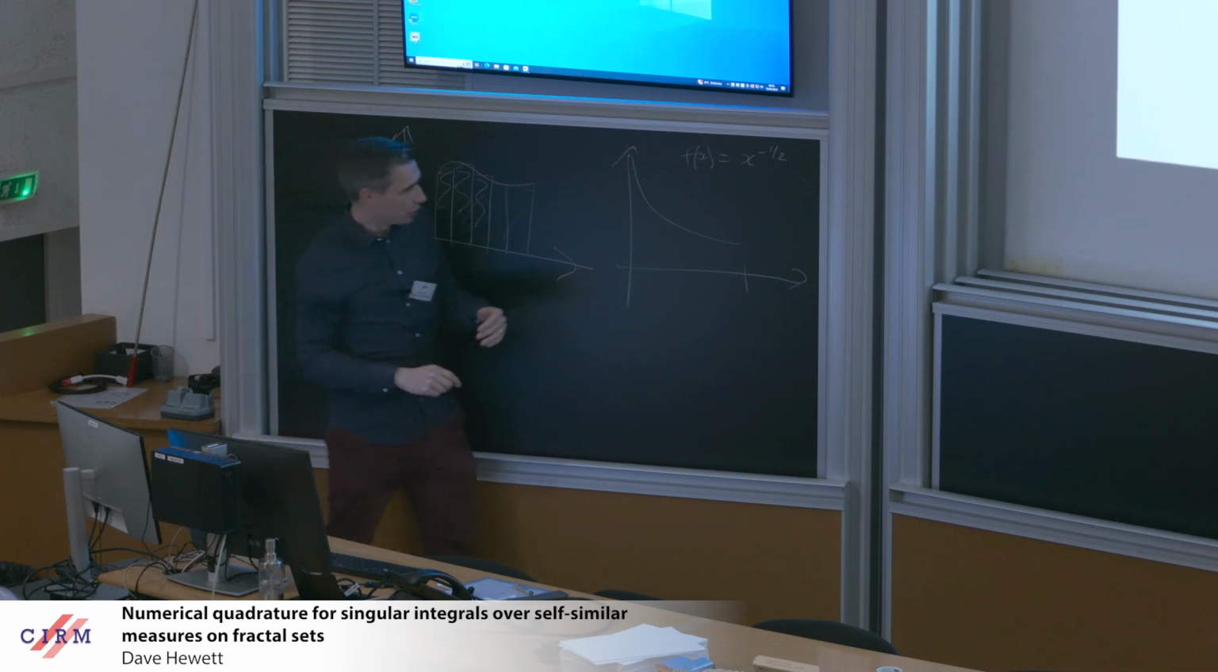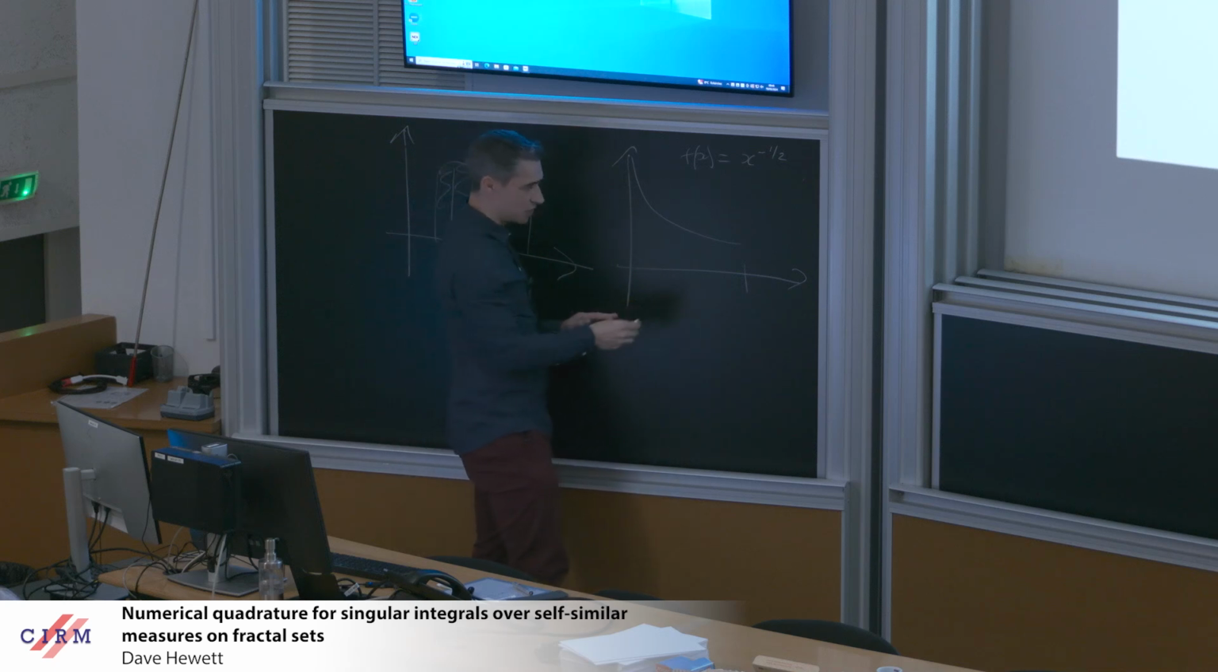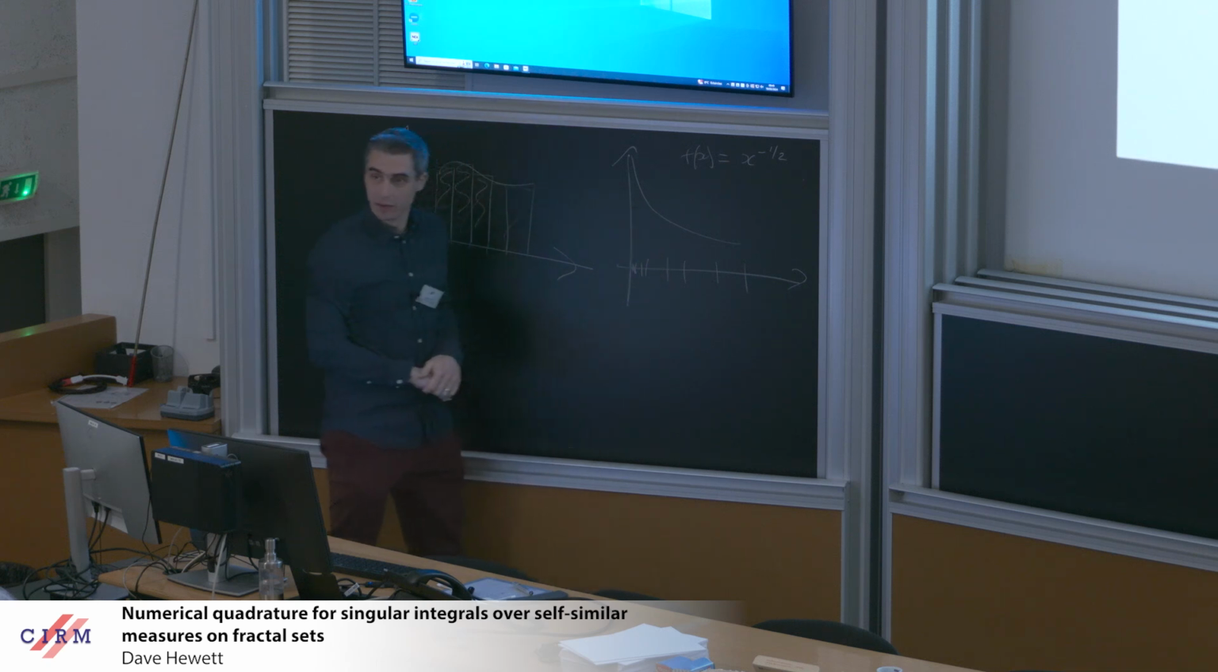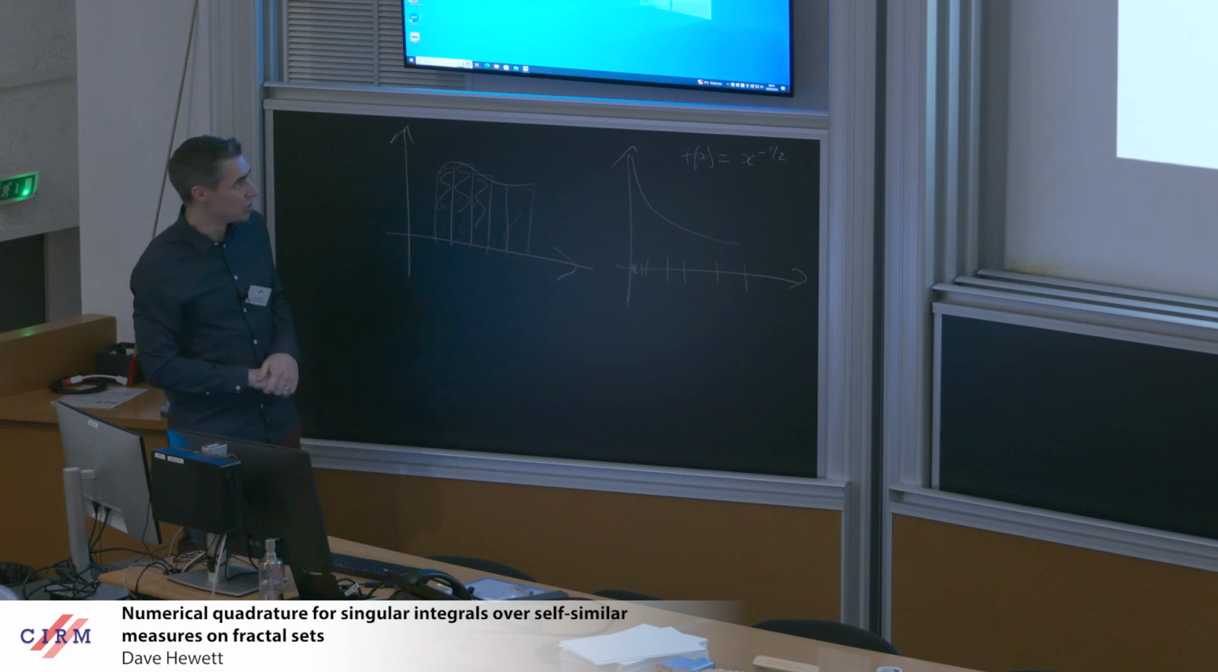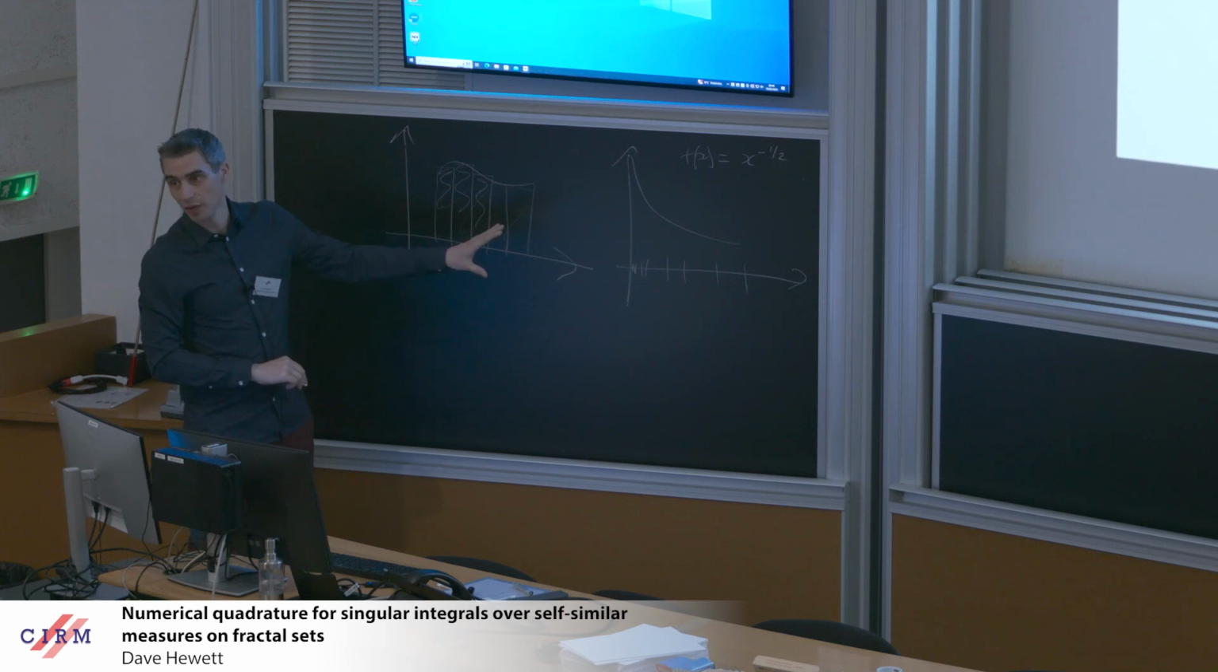And typically then what people do is apply some sort of mesh refinement scheme. So over here the function's smooth, so you can do a standard mesh. But close to the singularity, maybe you have to do a finer mesh in order to keep good convergence properties and good accuracy. So this is the standard way of approaching this kind of integration.